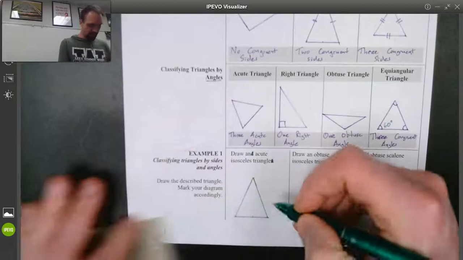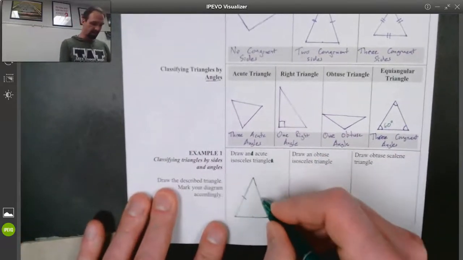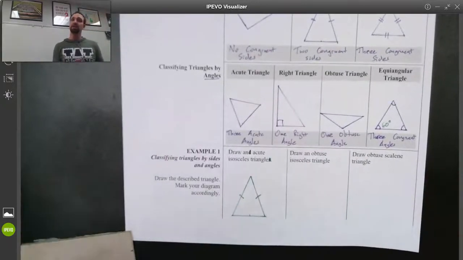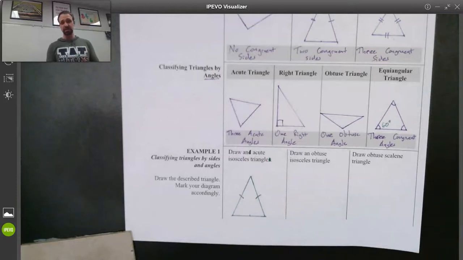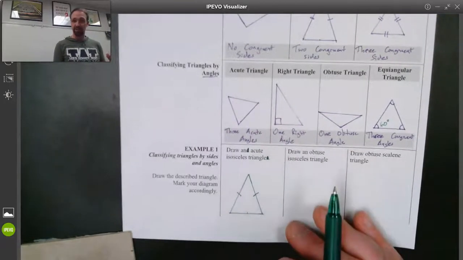So again, the important part to note is how I mark this. So I need to mark that these two sides are congruent. You don't need to mark something to show that an angle is acute. Remember, we only show right angles with the symbol here. So this is sufficient for example 1.